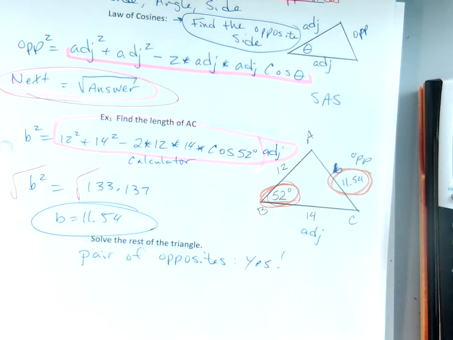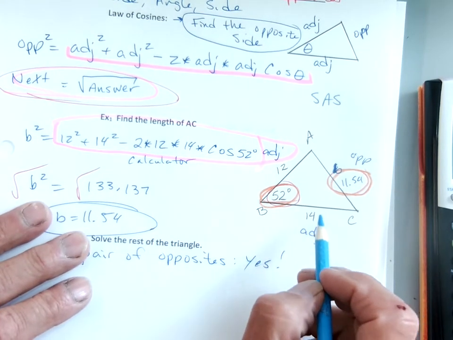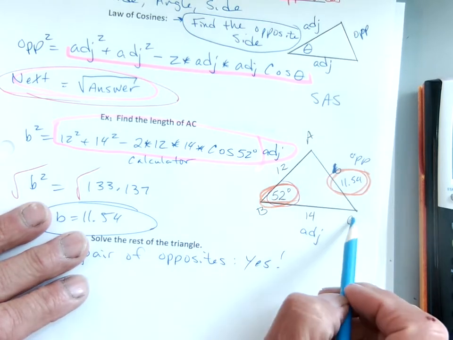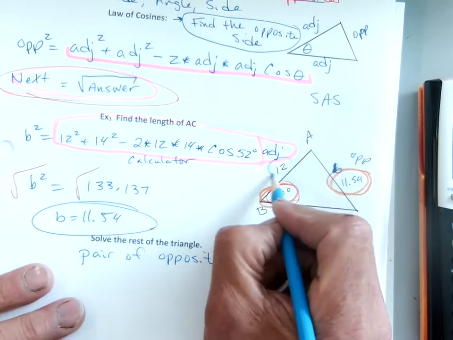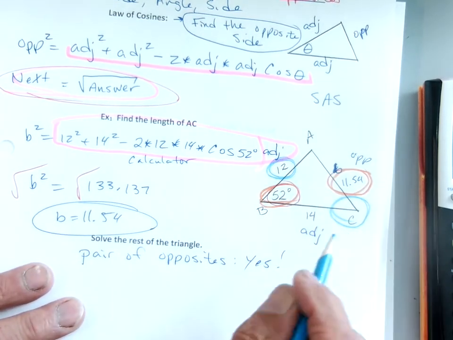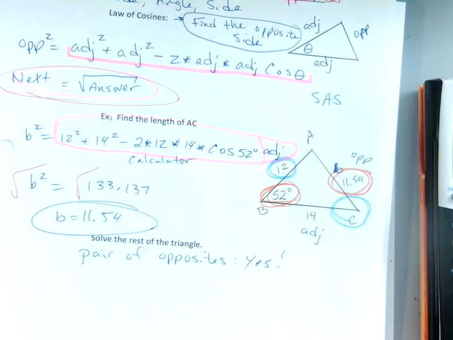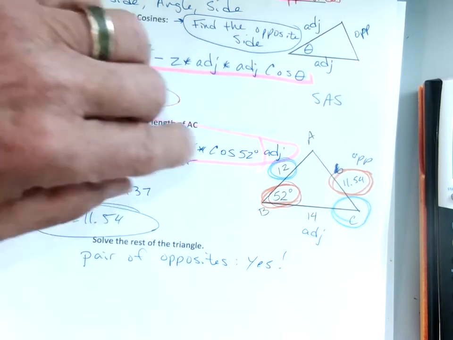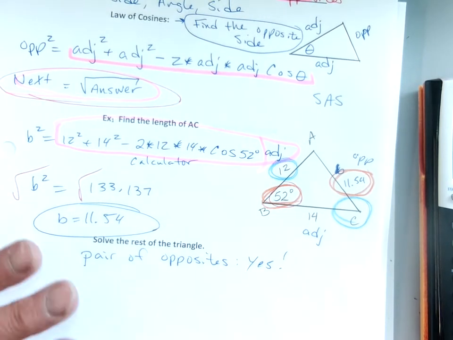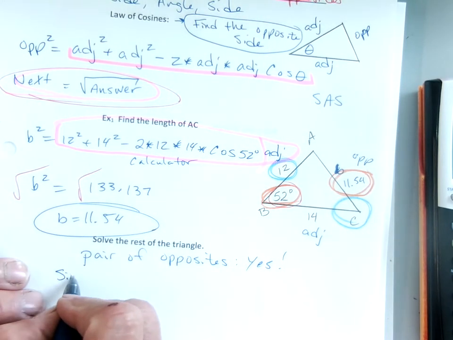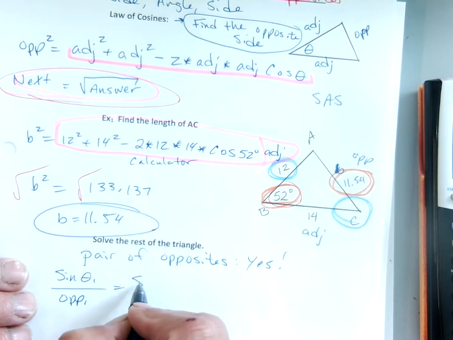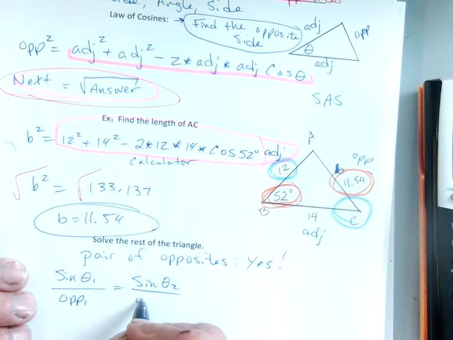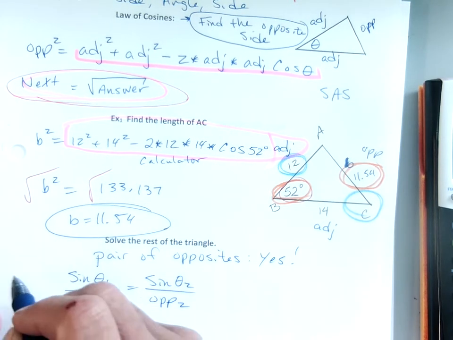Makes it a little bit easier. So what I do know is either the 14 or the 12. I can either find angle A or angle C. It doesn't really matter. I'm just going to pick angle C because I have the 12 and the C. Okay, so if I have my opposites, then I don't need the law of cosines. I can use the law of sines, which is what we did yesterday. So I'm going to use the sine of theta 1 over opposite 1 equals sine of theta 2 over opposite 2. That's the law of sines.